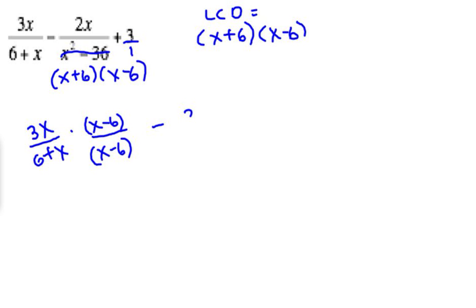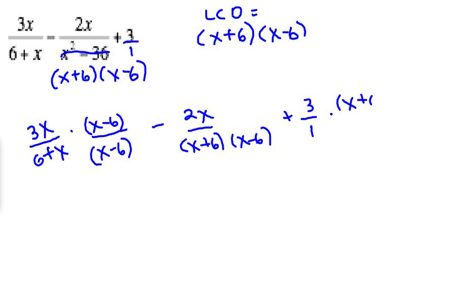I have 2x over, and that already is x plus 6 times x minus 6, so I don't need to build that fraction at all. I already have the denominator that I need. So it's 2x over x plus 6 times x minus 6. And then I move on to 3 over 1. What's missing from that denominator is all of it. So I have to multiply the numerator and the denominator by x plus 6 over x minus 6.